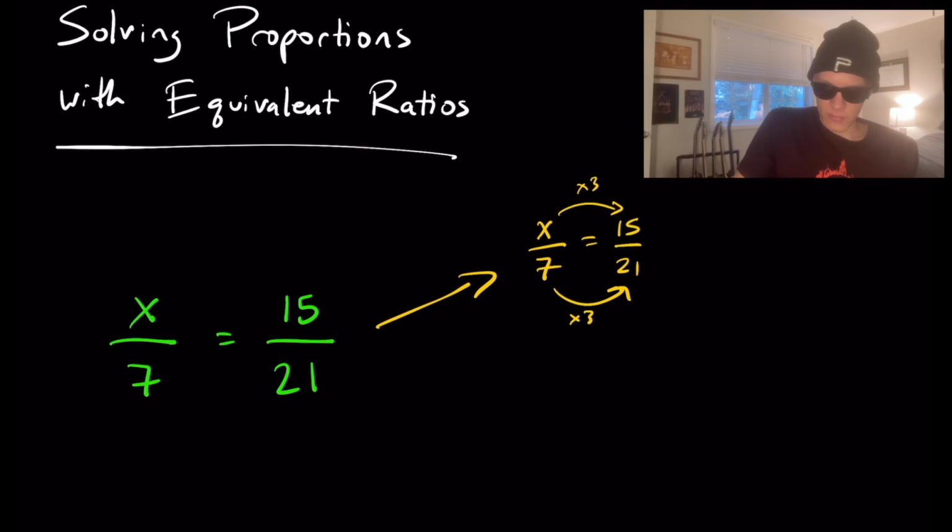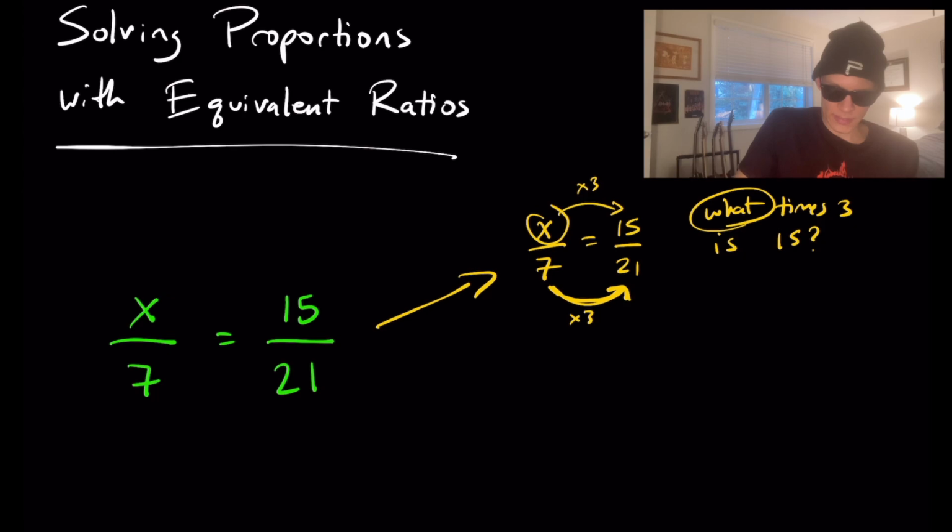So we know 7 times 3 is 21. Well, what times 3 is 15? This what is our x, so what times 3 is 15? It's 5, so x is going to equal 5.